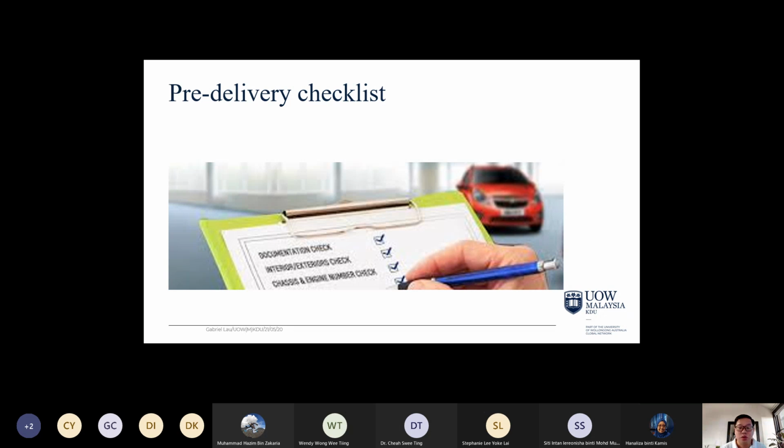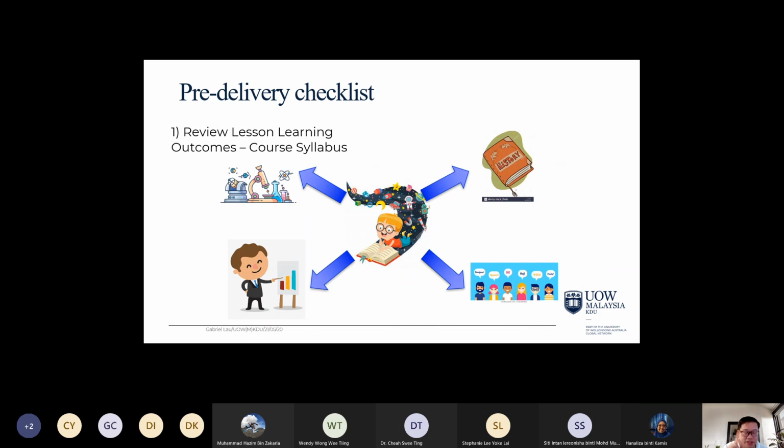We have this checklist because we want to ensure that when we are at the event or at the place itself, we can meet what we want. We want to charge our phone, so we have our charger over there because we know these are the things that are required. So this checklist that I created is basically a general snapshot of what is required. Number one, the first thing we always do is review the lesson learning outcome, LLO.